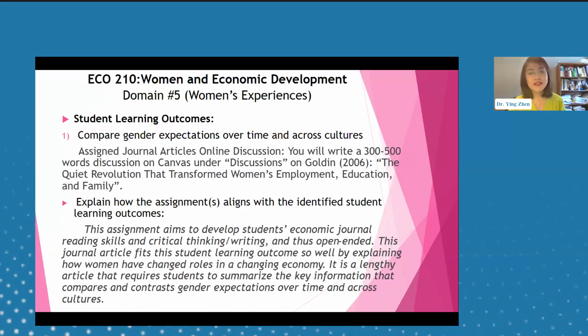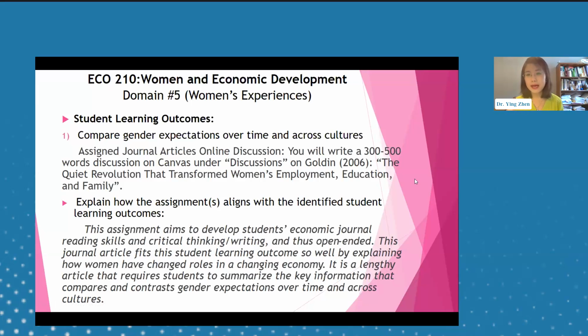And the third course, Women and Economic Development, this is under Domain 5, Women's Experience. Also, two student learning outcomes. One is to compare gender expectations over time and across cultures. So to satisfy this student learning outcome, I've been assigning a journal article, Goldin 2006 paper, The Quiet Revolution that Transformed Women's Employment, Education, and Family.